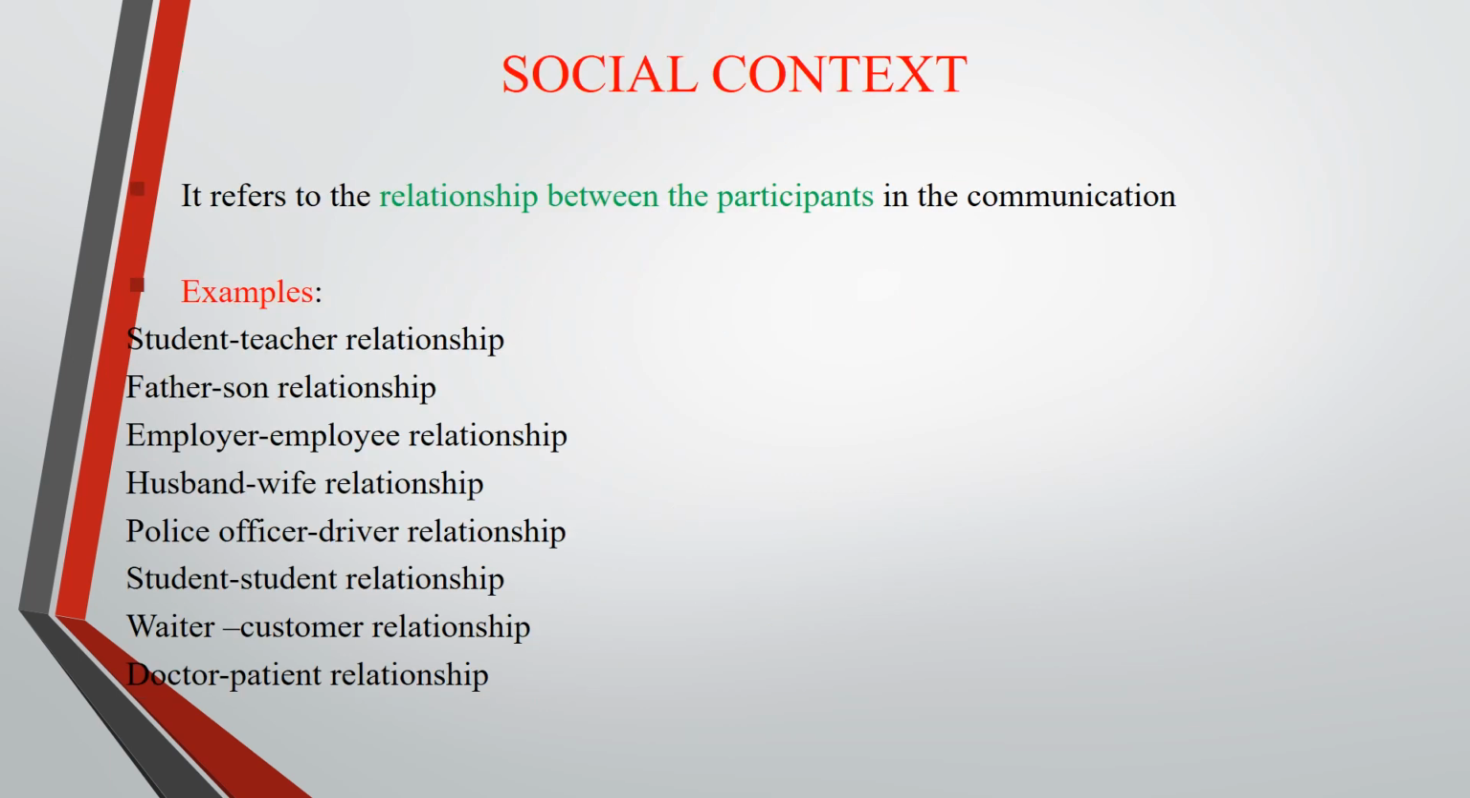The social context is a very important type of context. It refers to the relationship between the participants in the communication. Examples: student-teacher relationship, father-son relationship, the relationship between an employer and employee, the relationship between husband and wife, the relationship between a police officer and a driver, relationship between a student and a student, the relationship between a waiter and a customer, the relationship between doctor and patient, and so on and so forth. The social context helps a lot in determining the interpretation of a certain utterance.